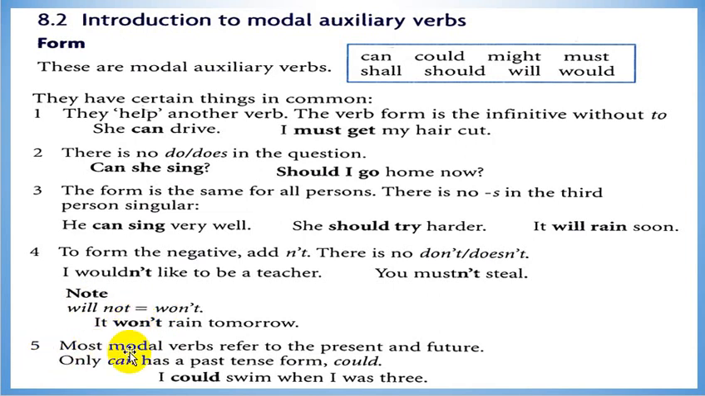Number 5, most modal verbs refer to the present and future. Only can has a past tense form could. I could swim when I was 3. This is the past form of can. Okay. Now هذه الملاحظات الخمسة هي الأشياء المشتركة في auxiliary verbs. Okay.